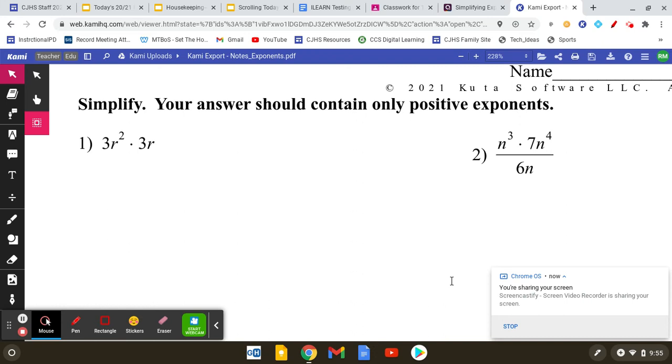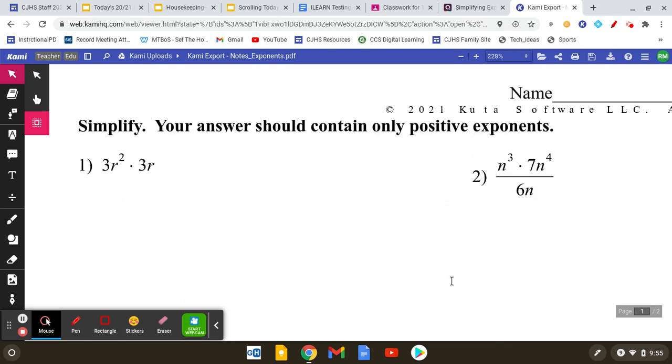Okay, so we're talking about exponents here. The first thing we're going to do is expand them.